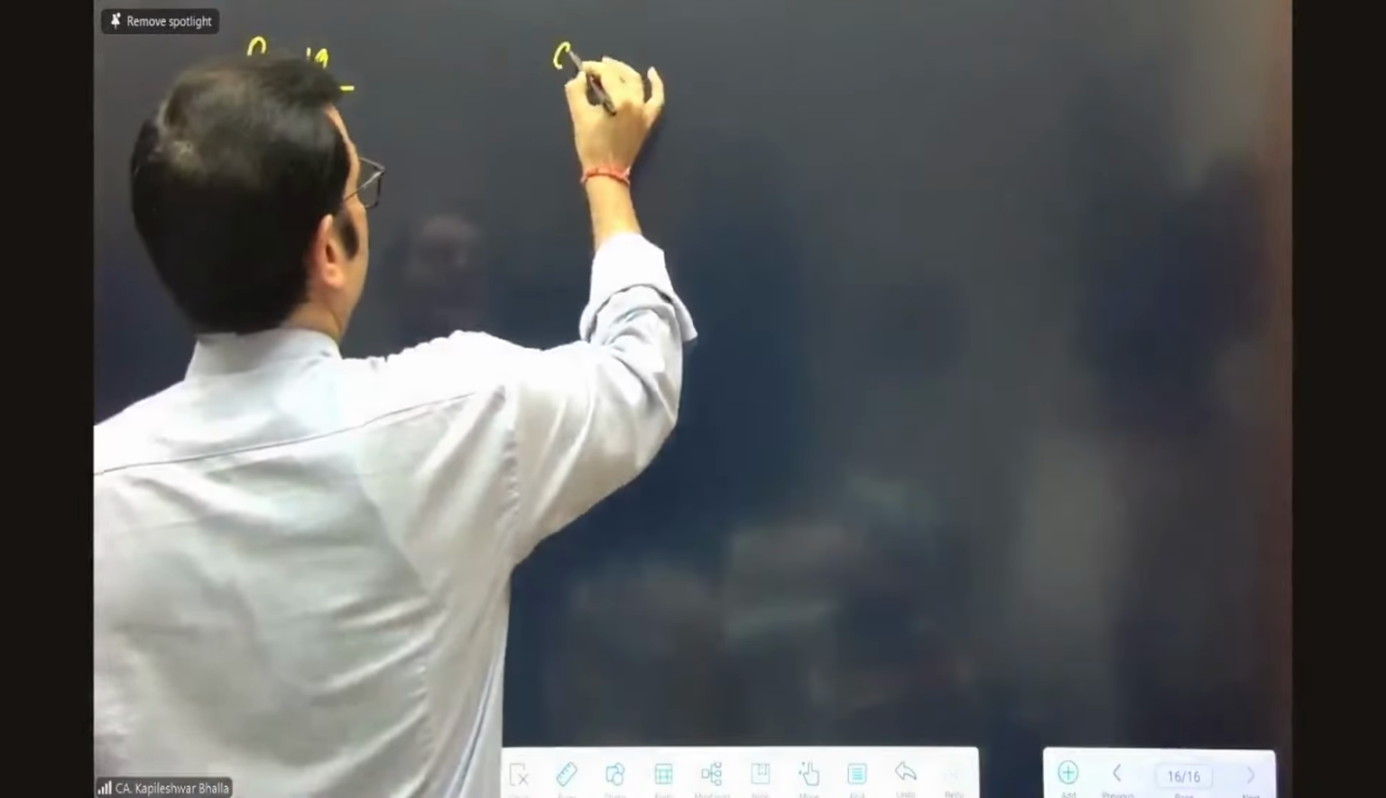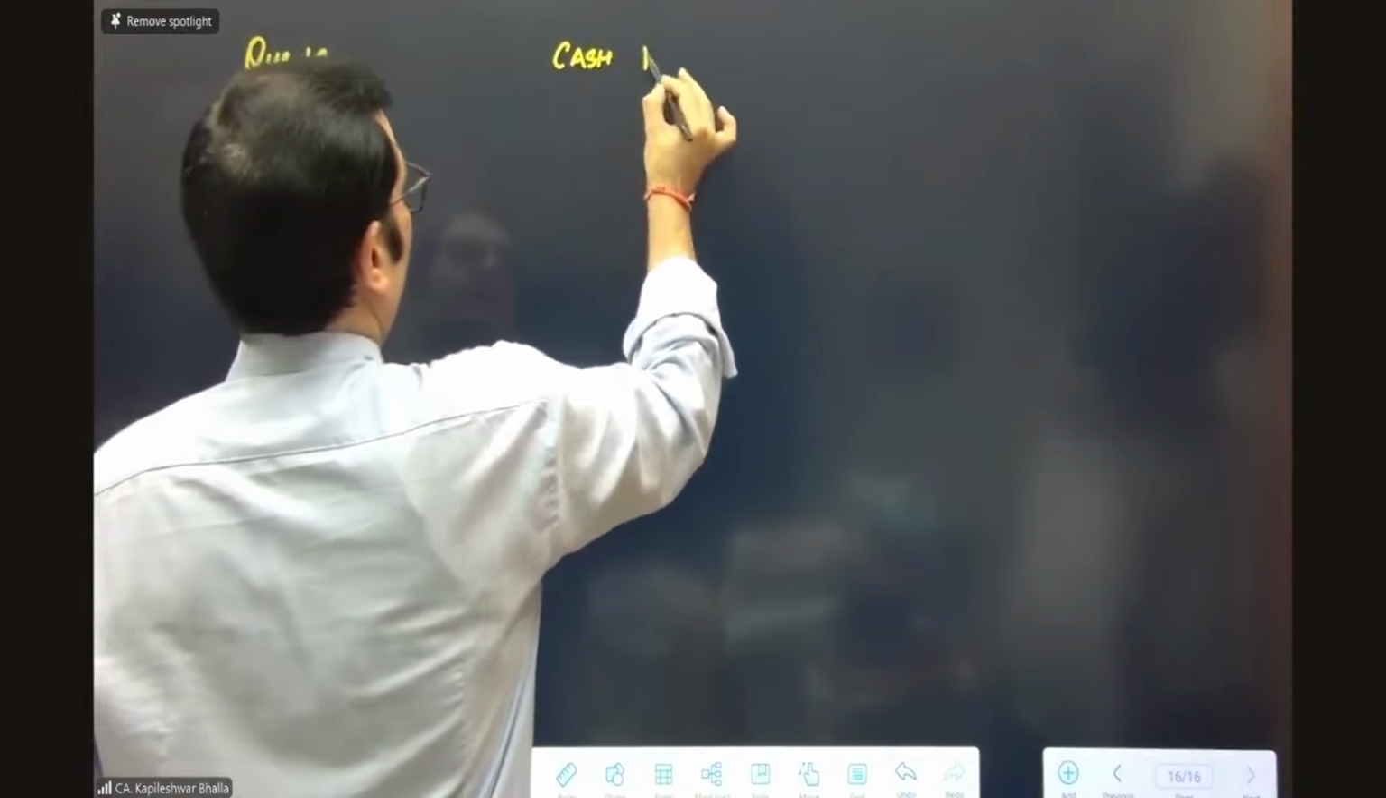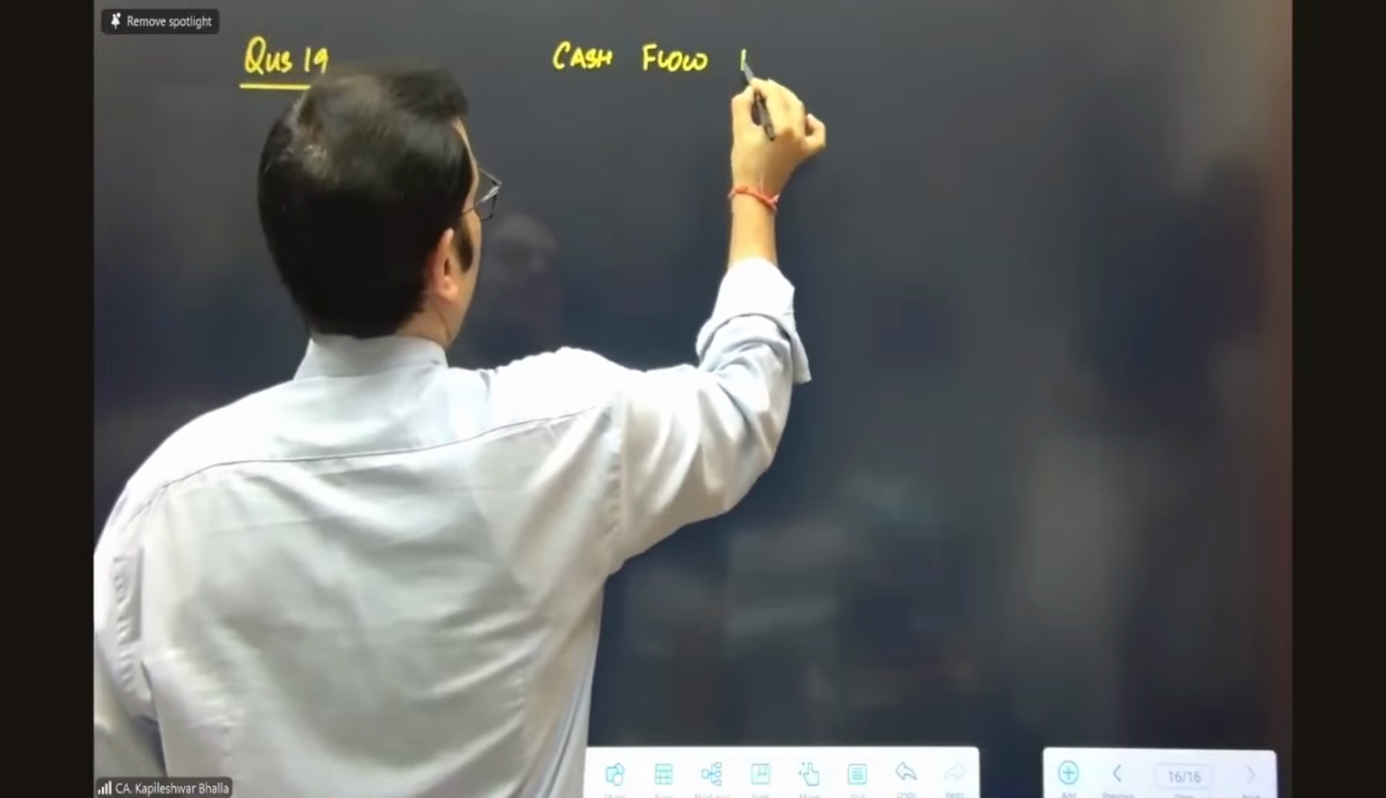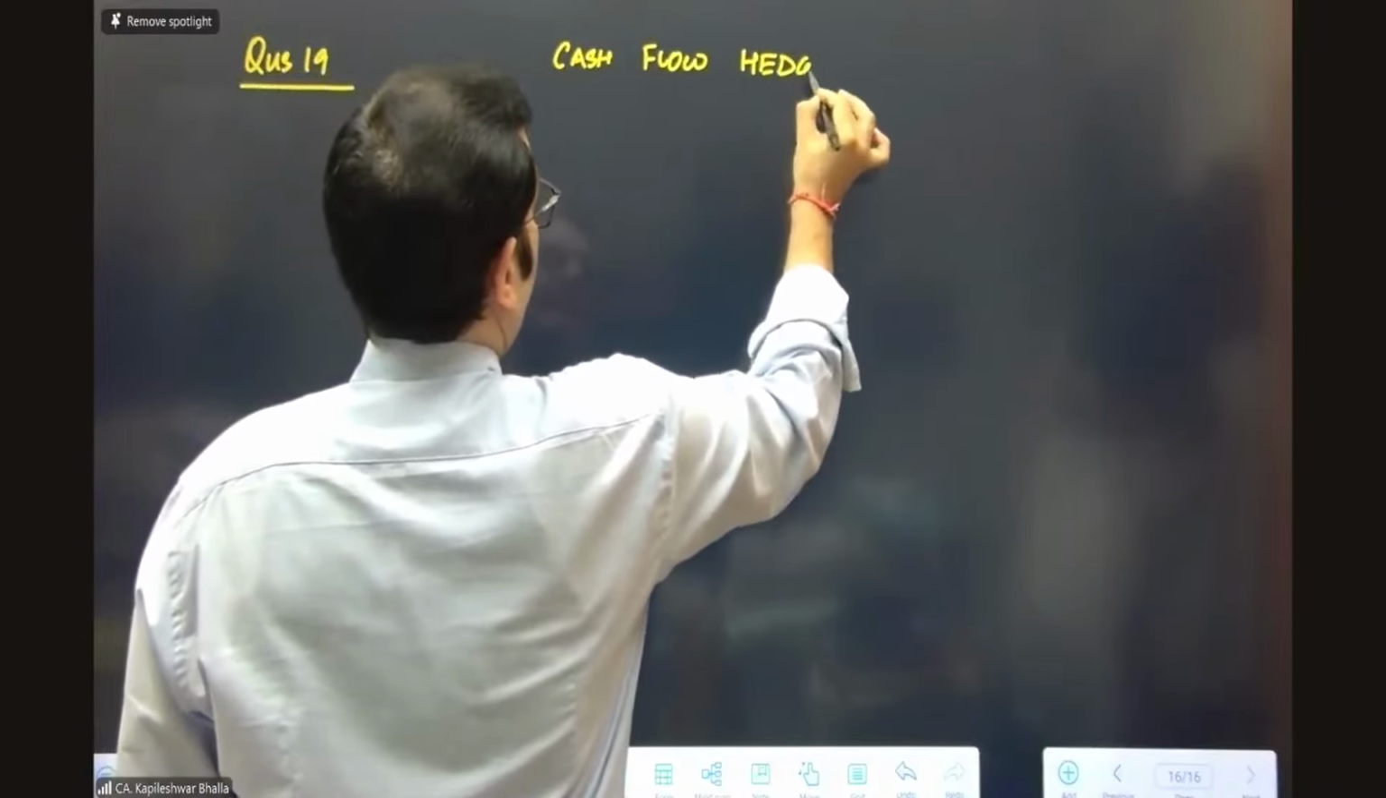Let's organize the data. I'm going to first just pen down the data which is given in the question. So we are doing question number 19. And let me clearly make a mention that this is a cash flow hedge.